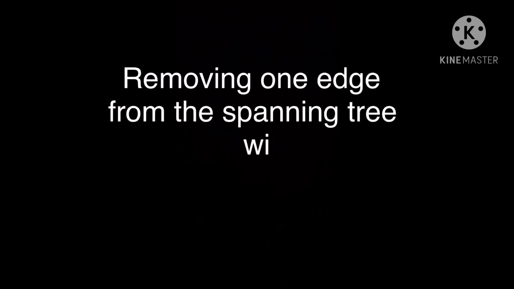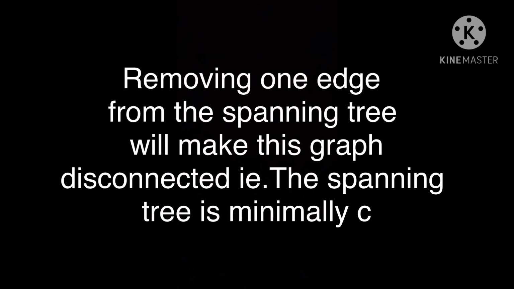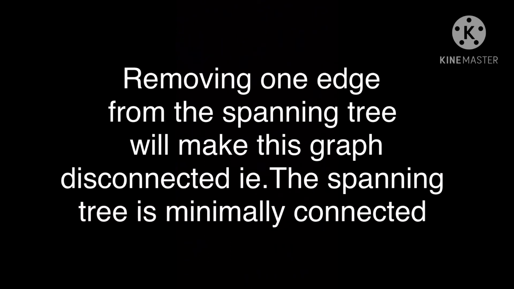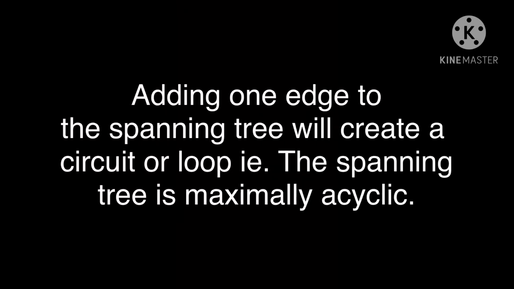Removing one edge from the spanning tree will make the graph disconnected. The spanning tree is minimally connected. Adding one edge to the spanning tree will create a circuit or loop. The spanning tree is maximally acyclic.